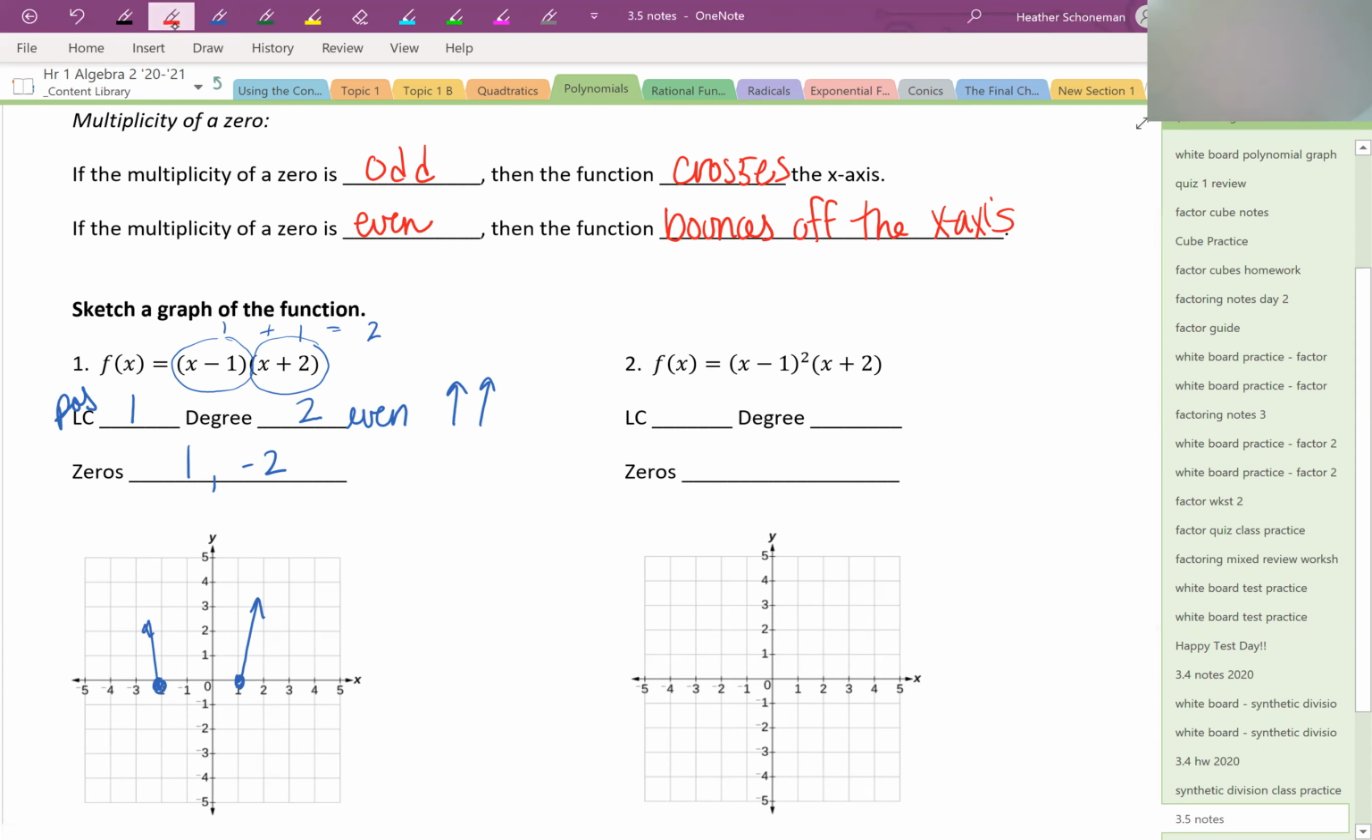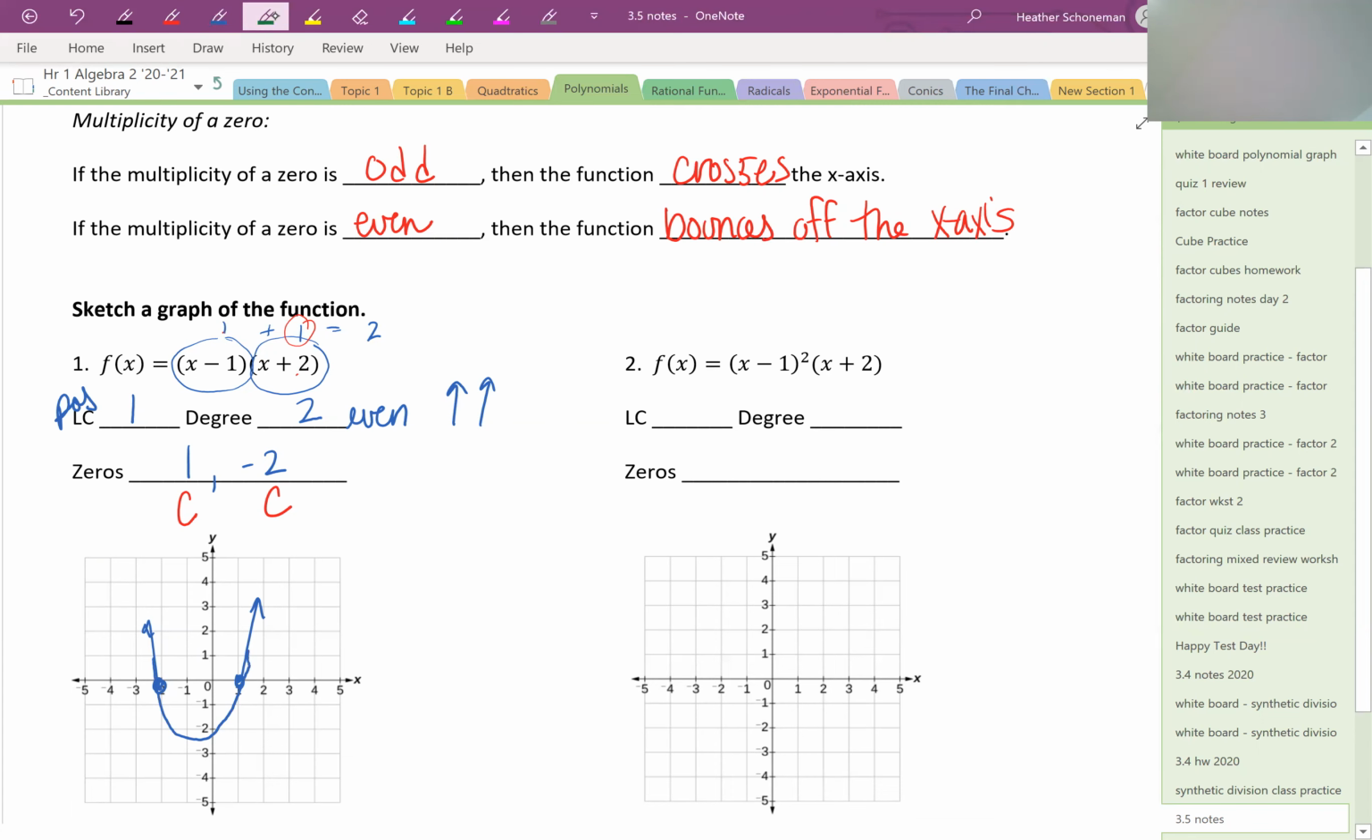Now, as I'm looking at this, because 1 occurs just one time, 1 is an odd number, so it's going to cross. Because the negative 2 occurs just one time, 1 is an odd number, it's going to cross. So when I draw on my graph, it's going to cross the x-axis at both of them.